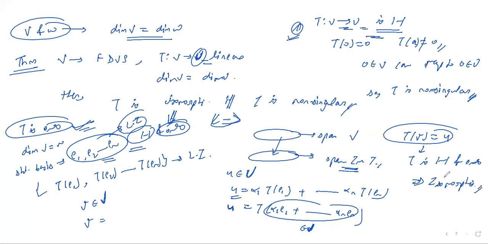So we got that if there is a mapping which is linear and they both have the same dimension, then the mapping is an isomorphism if and only if the mapping is non-singular.